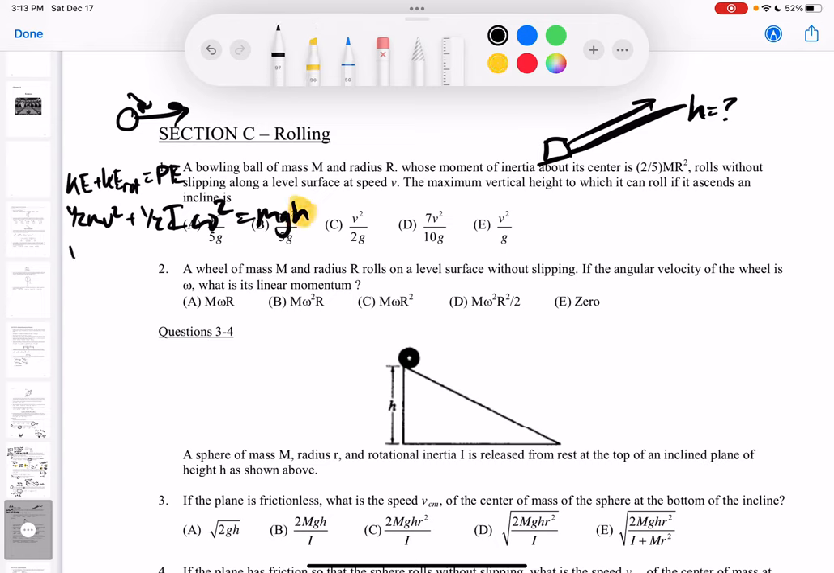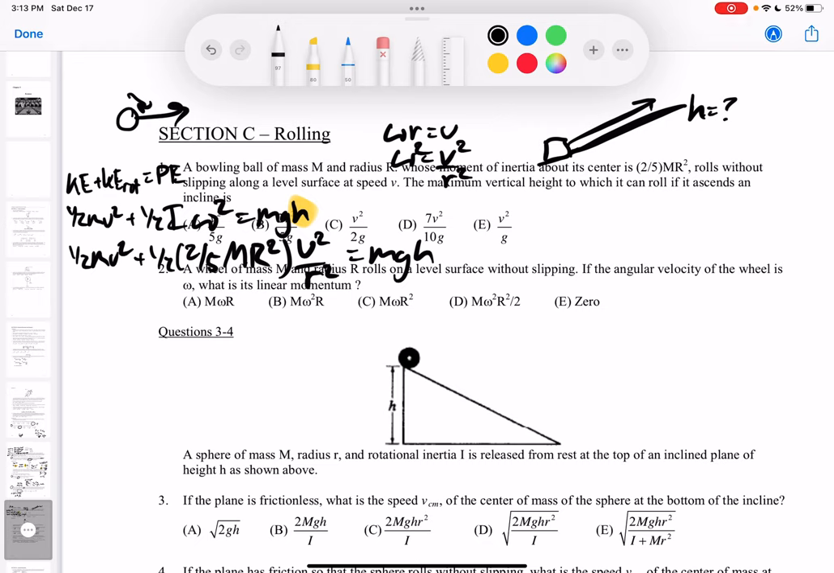So let's go ahead and plug in. I have 1/2 mv squared plus 1/2 my I is just 2/5 mr squared. And then my omega, I don't know omega, but I know that omega r equals v. And then I know that omega equals v divided by r. If I square all that, this would just be v squared over r squared. Okay? Equals mgh. Now we have an m in every single term. So all the m's go away.